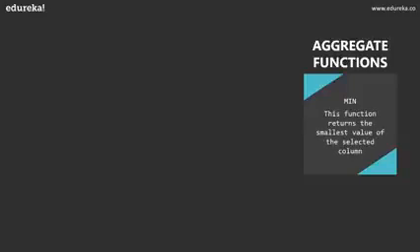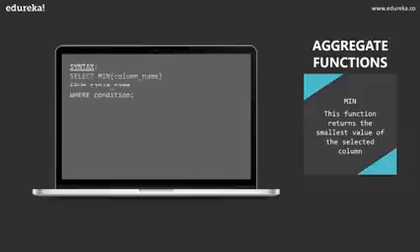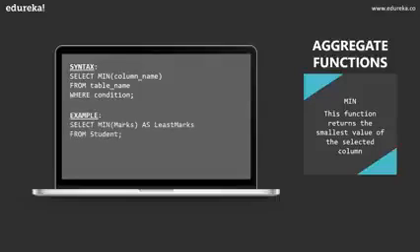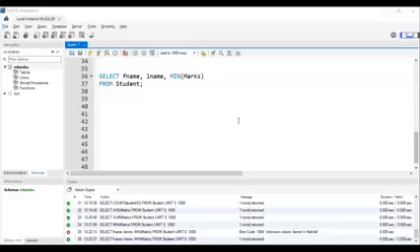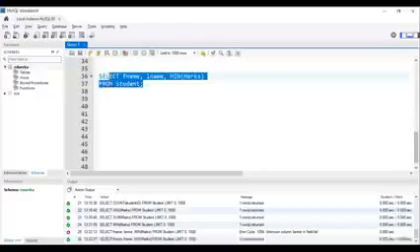Moving on to the next aggregate function, that is minimum. Minimum function will return the smallest value of the selected column, and the syntax is select min of column from table where condition. So let me execute this example. If I want to know the student name who has scored minimum marks, I'll use this query. So let me select this query.